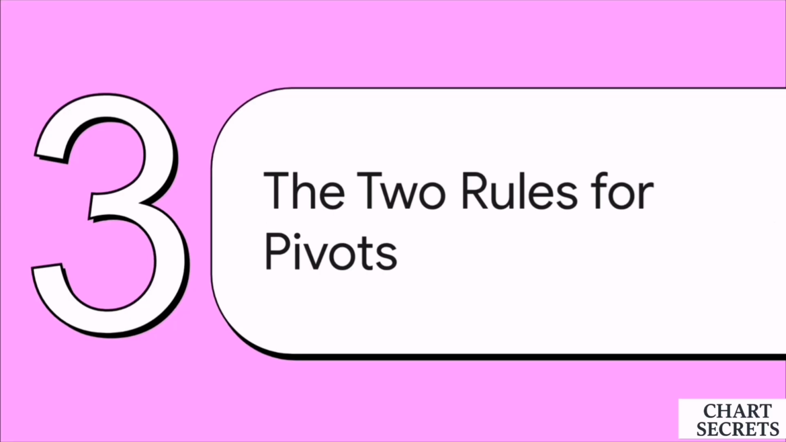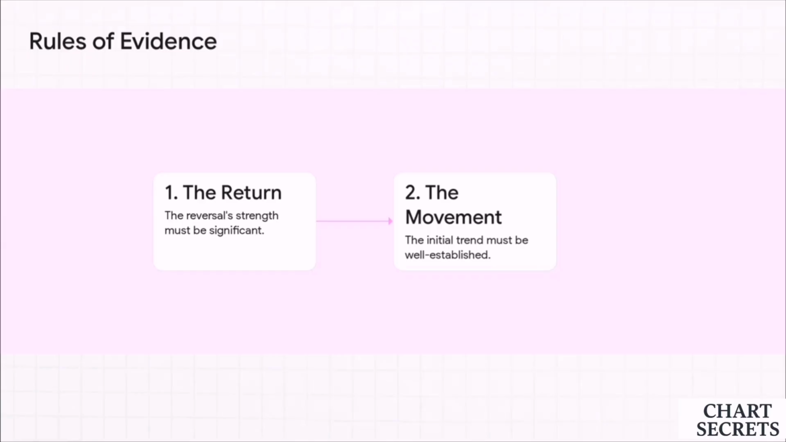So, how can we be sure that what we've found is a genuine pivot and not just some random market noise? Well, like any good detective, we have rules of evidence. There are two conditions that absolutely have to be met. We've got two unbreakable rules: the return condition, which is all about the reversal strength, and the movement condition, which confirms the strength of the original trend.